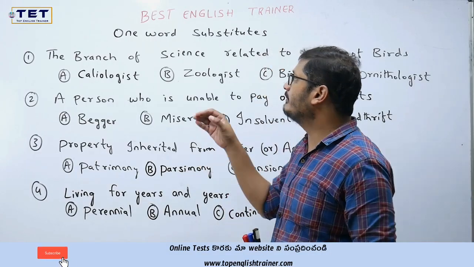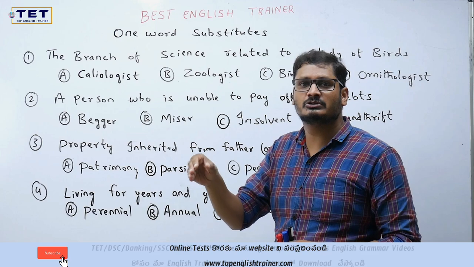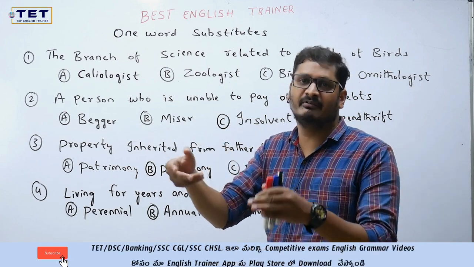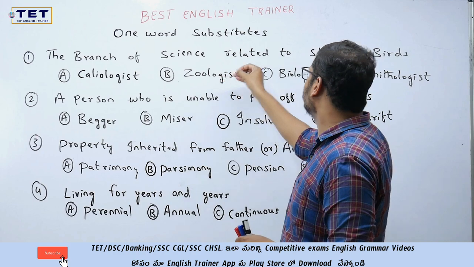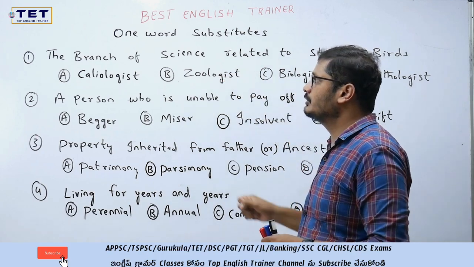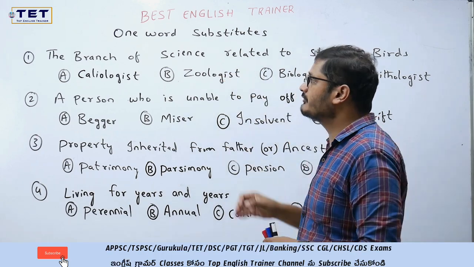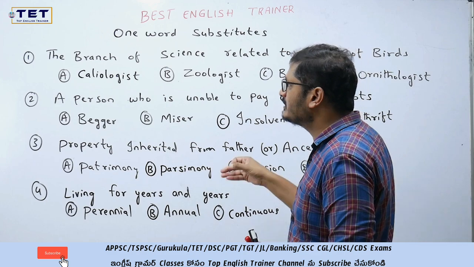In this video, we'll be discussing the one-word substitutes which were asked in multiple previous exams. Okay, now let's look into the first question. The branch of science related to study of birds. So we have four options over here. The first option is Calliologist.